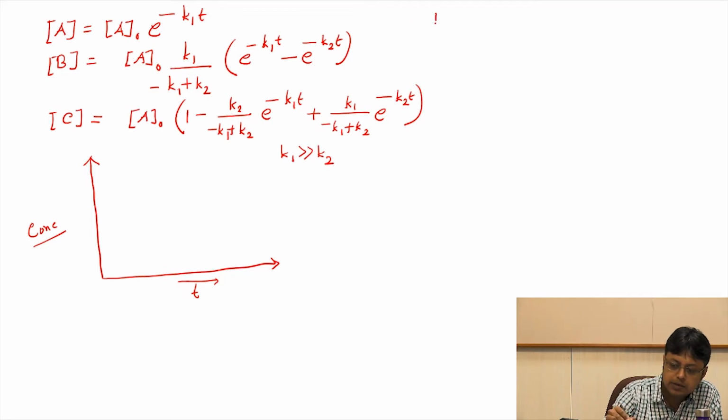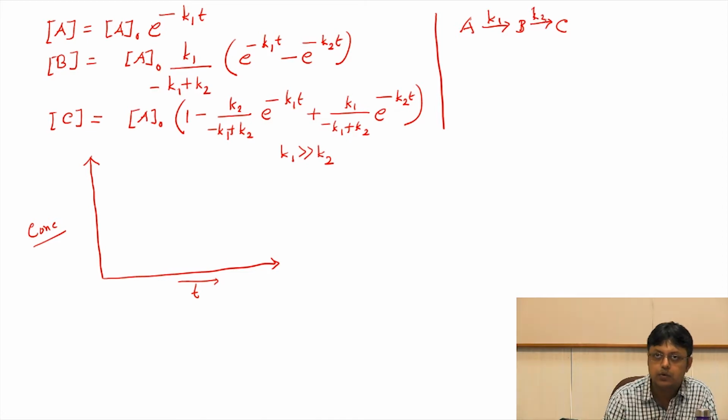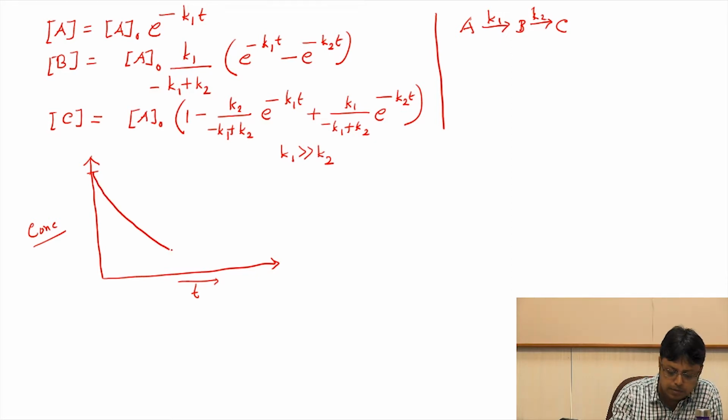So again, this reaction was A going to B and B forming C with first order rate constants K1 and K2. So if K1 is much greater than K2, the plot will look something like this. A falls with a steep exponential decay because K1 is much larger, and then B initially forms because it is forming from A, and then it will further decay because it is now decomposing into C, and C will slowly rise.